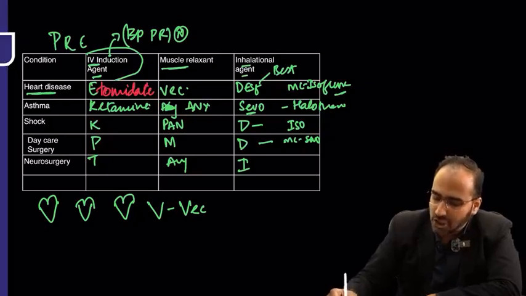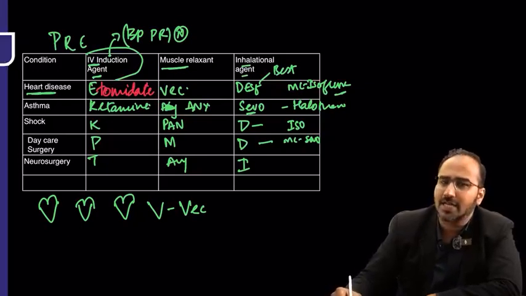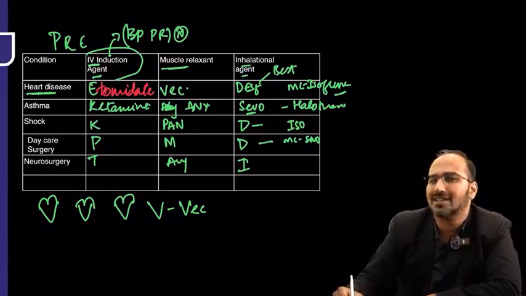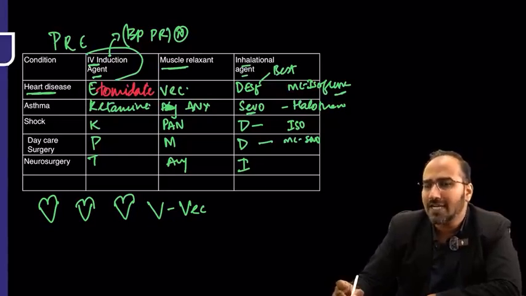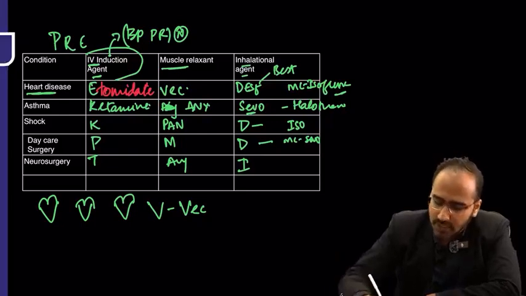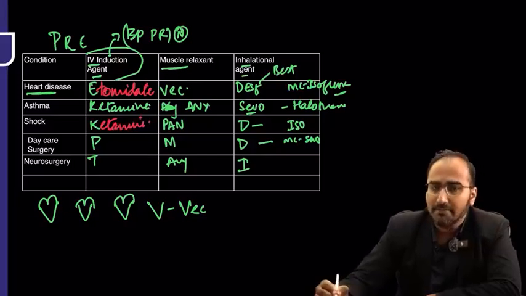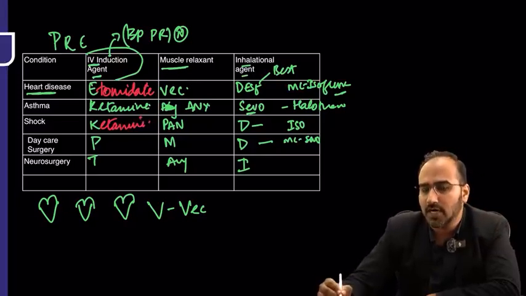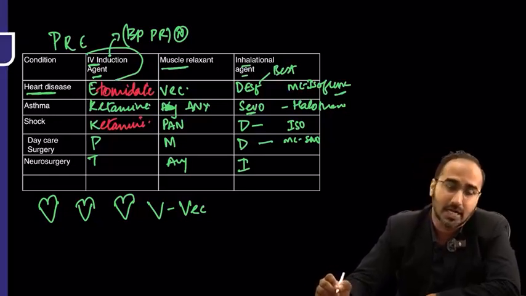Next, if the patient is in shock, which is the best IV induction agent? Shock, that is, the patient is in hypotension. The only IV induction agent that increases the BP that could be given in shock is what? It is ketamine. Okay? Muscle relaxant of choice in shock is what? Curiums and curoniums. There is one curonium that will increase the BP and heart rate.